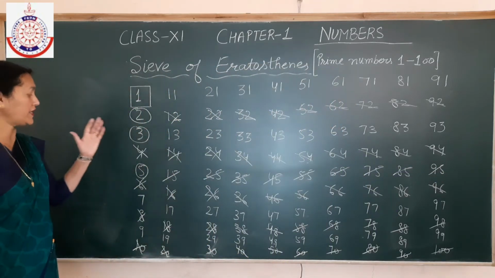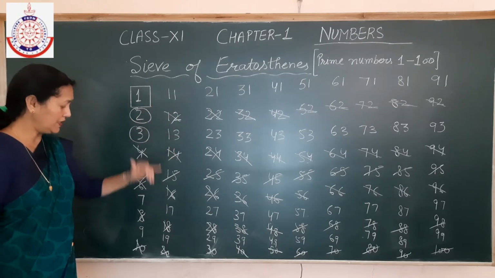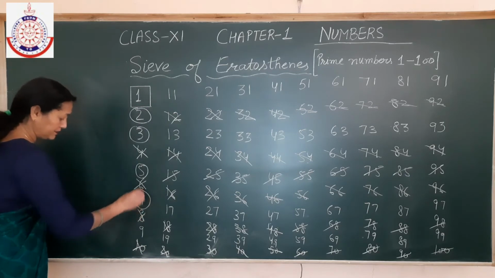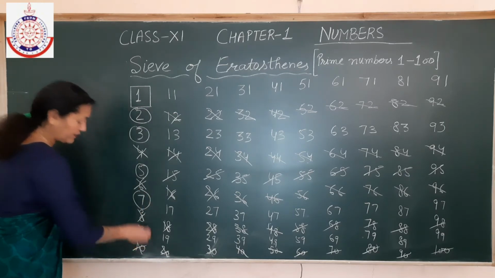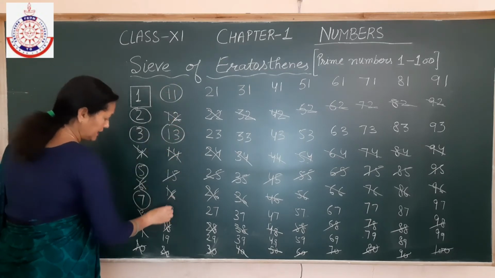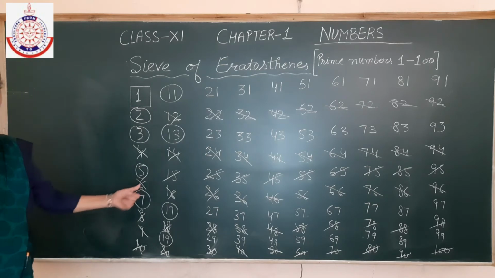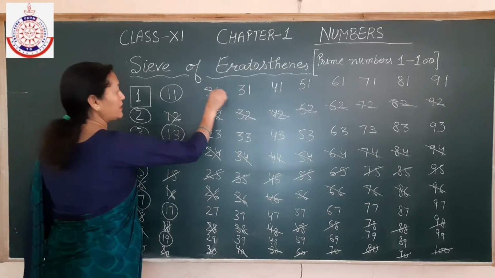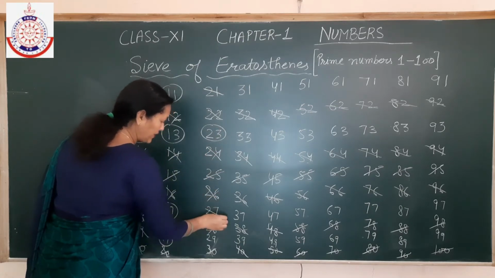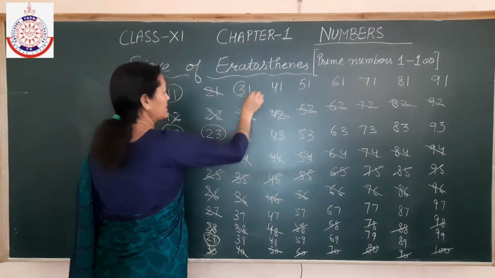So, what do we have to check? We have to check the numbers ending with 1, 3, 7 and 9. 7 is prime. 9 comes in the table of 3, so it's not prime. 11 is prime. 13, 17, 19. I'm circling the prime numbers. Then 21 comes in the table of 3, not prime. 23 prime. 27 comes in the table of 9, not prime. 29 is prime. 31 is prime.